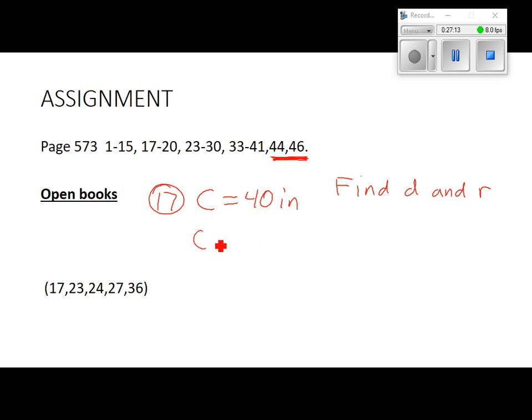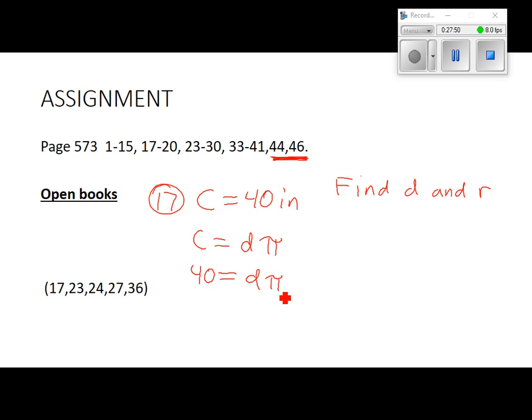What's the formula for circumference of a circle? Look at your notes. Diameter times pi. On all of those, like 17, there are about 6 of them. All of them like this, you know the circumference, they tell you the circumference, so in place of C right here, I'm going to put in 40. 40 equals diameter times pi.